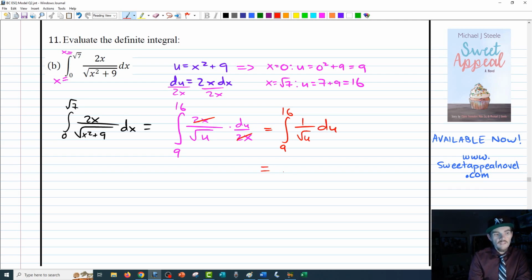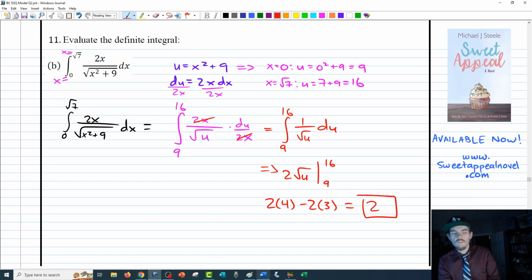And as a heads up, that's equal to 2 square root of u. We'll evaluate that from 9 to 16. That's going to give me 2 times 4 minus 2 times 3, which I think is just equal to 2, right? 8 minus 6, yeah. So the answer is 2. After all of that work and time and energy, the answer is 2.